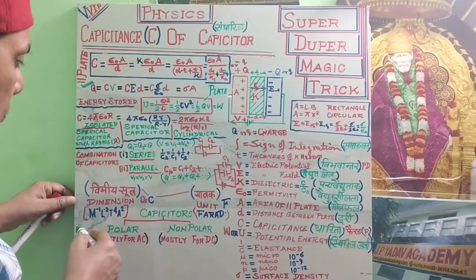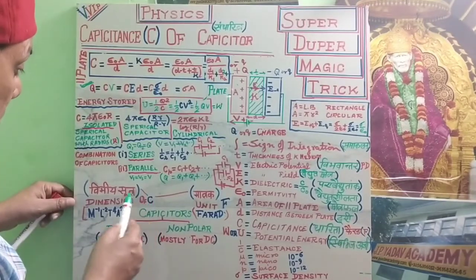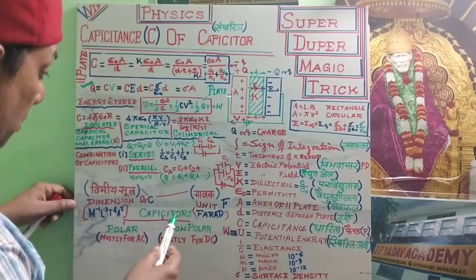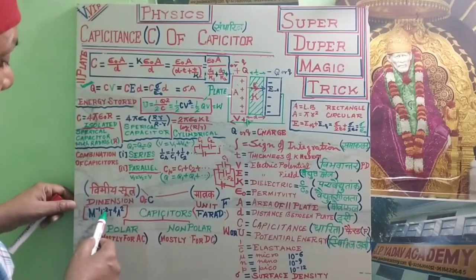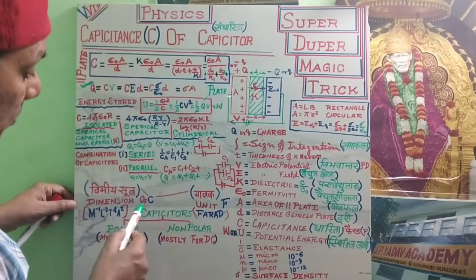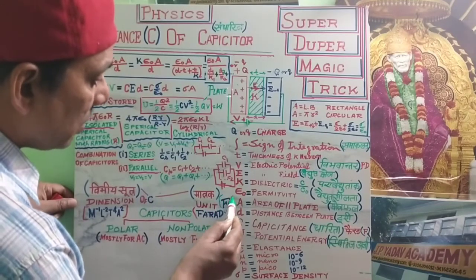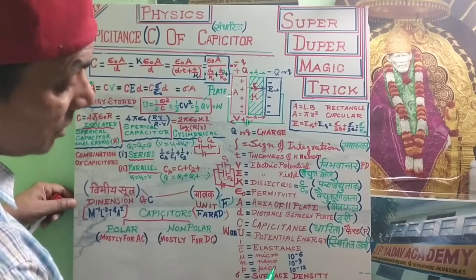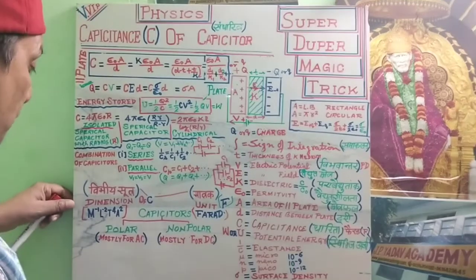Now this is another most important thing: the unit and dimensional formula of capacitance. In Hindi this is called vimiya sutra, and unit means matrak. The dimensional formula is M minus 1 L minus 2 T to the power 4 A square. This is the dimensional formula of the capacity of capacitors, and its unit is the farad. Symbol is F. Other units are microfarad, nanofarad, picofarad, and also millifarad, which are easily calculated by conversion factors.